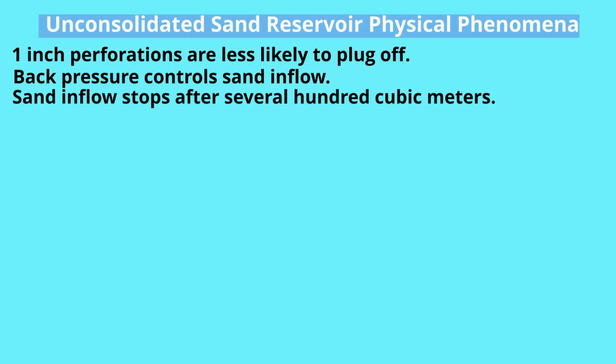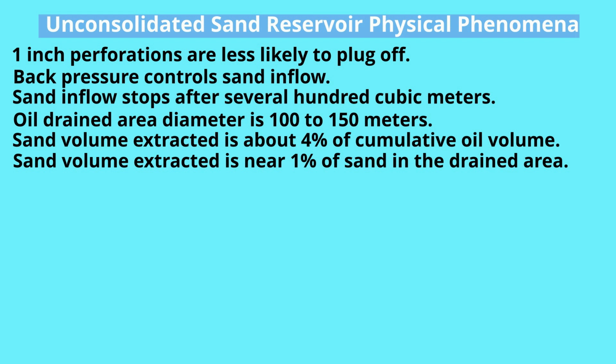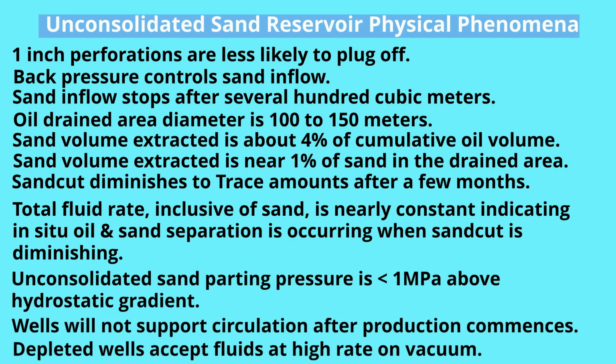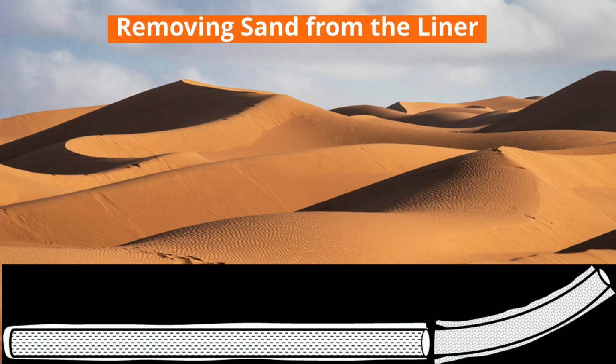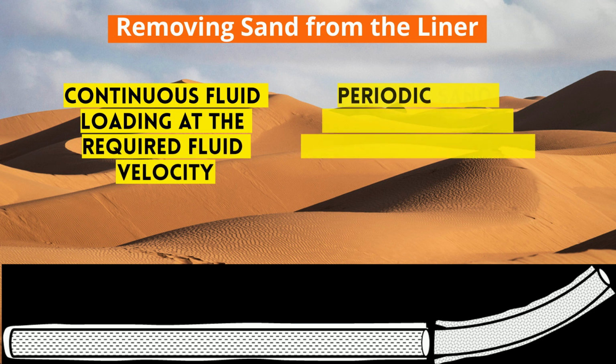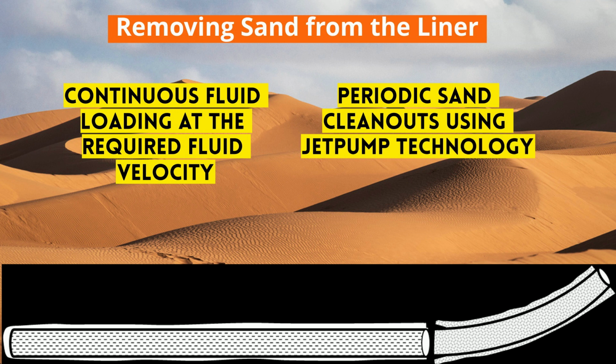Perforated vertical wells provide information on unconsolidated sand reservoir characteristics and behaviors that will help address these issues. To address the issue of removing sand from the liner, this can be accomplished by continuous fluid loading at the required fluid velocity or by recent innovations in sand cleanouts using jet pumps.